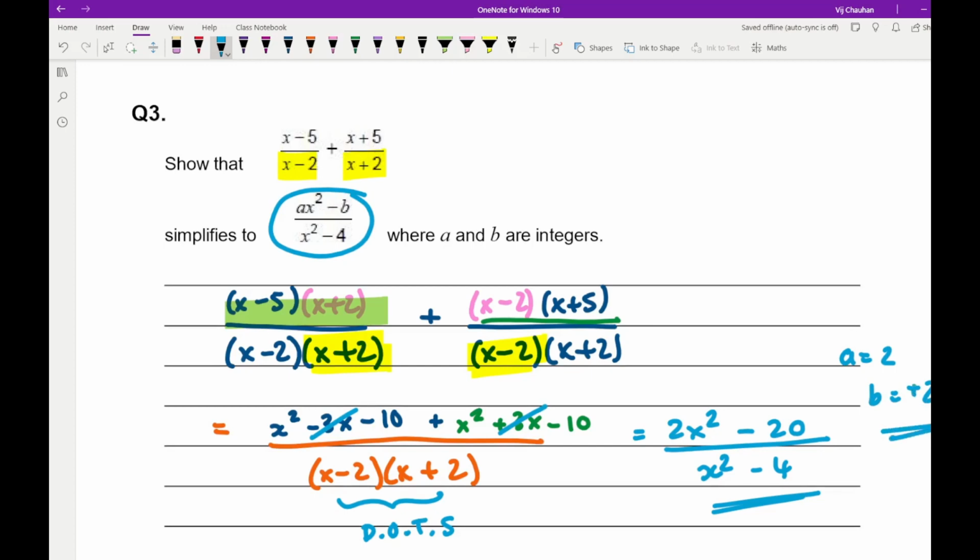And there you go. But you don't need to write this because it's not actually asked for the values of a and b. It's just saying that a and b are integers, which in my final answer they are. So this here would be how I would leave the answer.